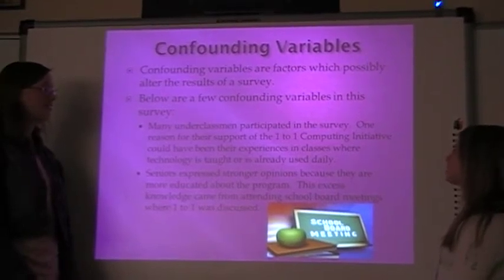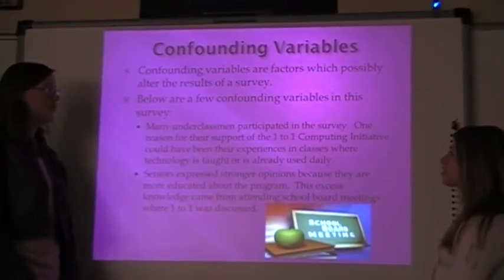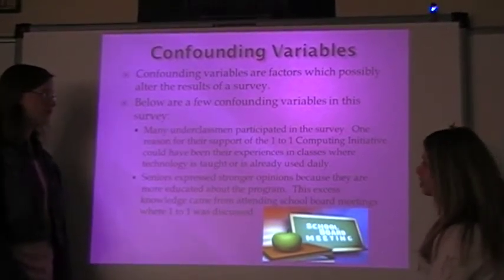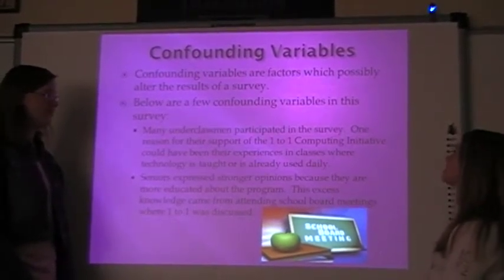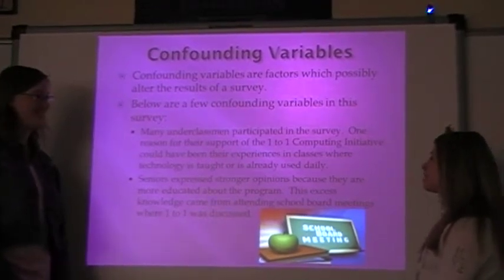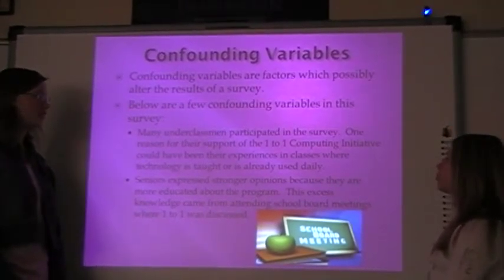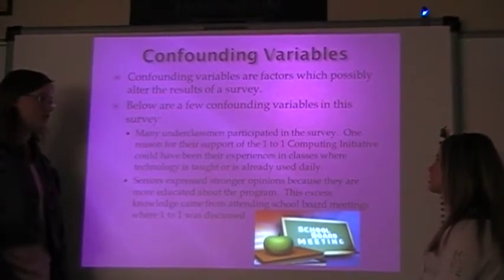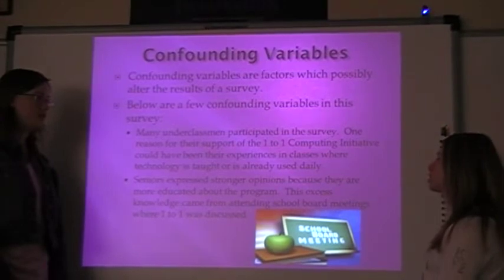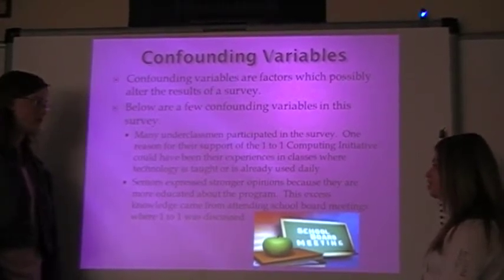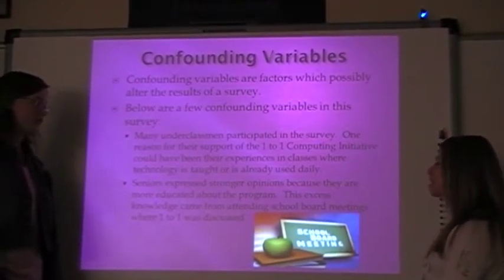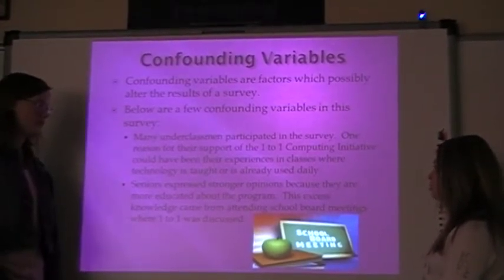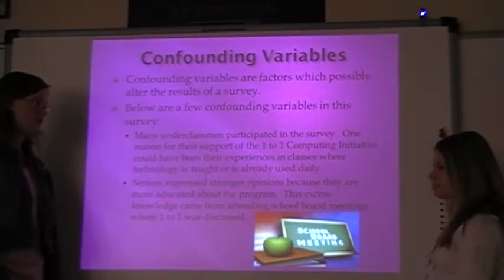Confounding variables. Confounding variables are factors which possibly alter the results of a survey. Below are a few confounding variables in this survey. Many underclassmen participated in this survey. One reason for their support of the one-to-one computing initiative could have been their experience in classes where technology is taught or is already used daily. Seniors expressed stronger opinions because they are more educated about the program. This excess knowledge came from attending high school board meetings where one-to-one was discussed.